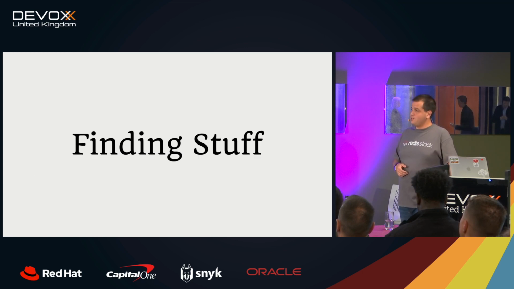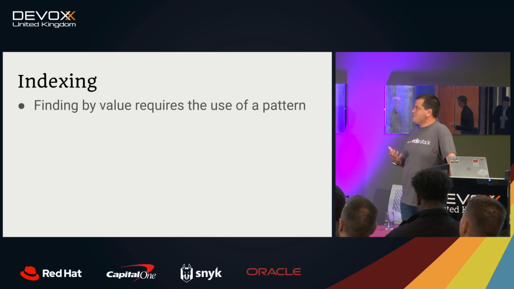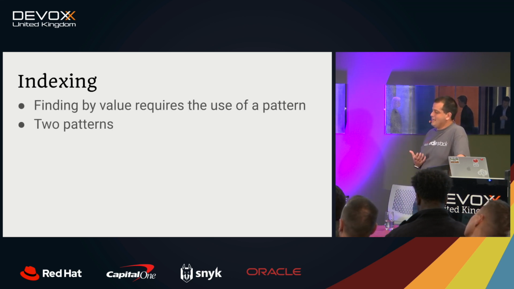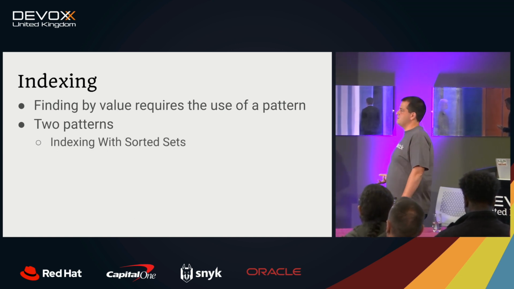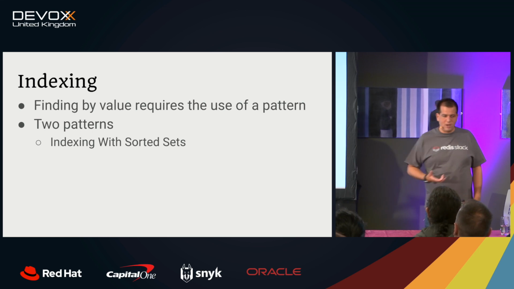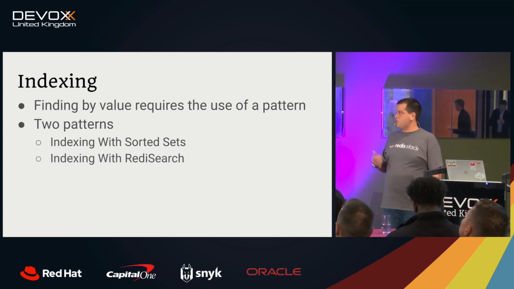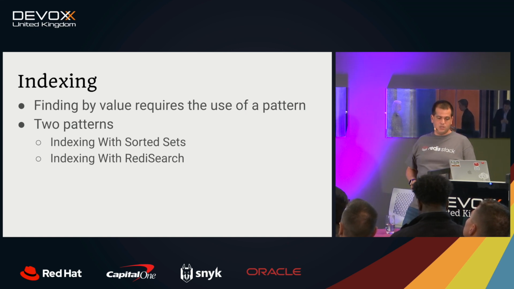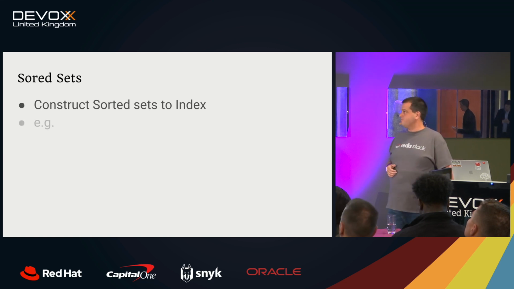Now, finding stuff in Redis is where things get really interesting. So indexing, basically: finding anything in Redis by value requires you to build a secondary index of some type. And there are two ways to do this. You can either do this with sorted sets and sets, or you can do this with Redis Search, which is another one of those modules I was telling you about before. Sorted sets allow you to construct sorted sets into an index.